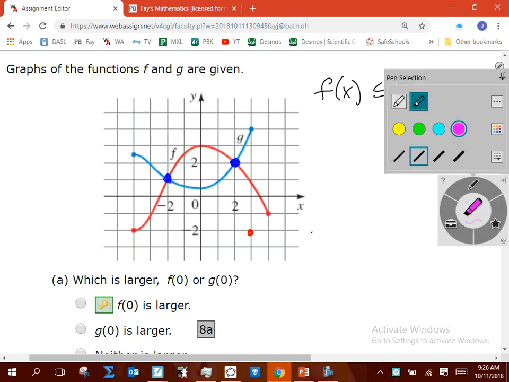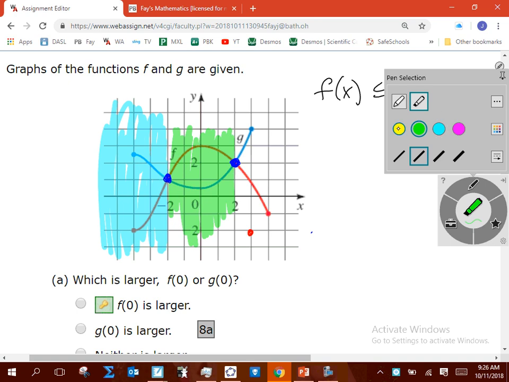Okay. So I'm going to just color in these intervals. In that interval, they're unequal. In that interval, they're unequal. And then in this yellow interval, they're unequal. Does that kind of make sense to everybody?